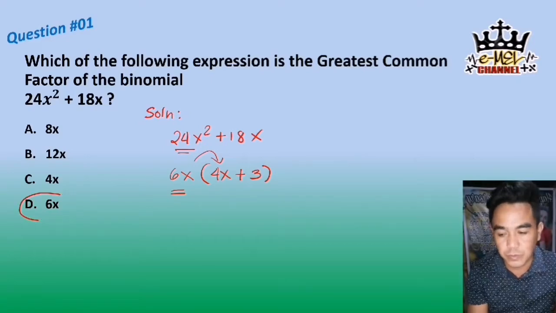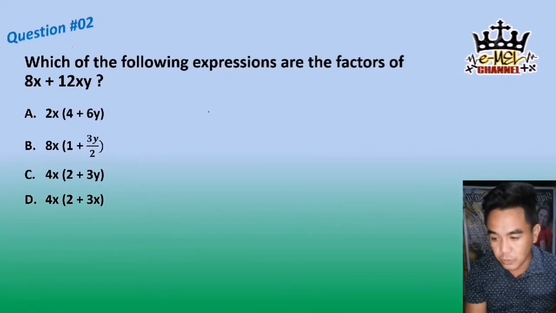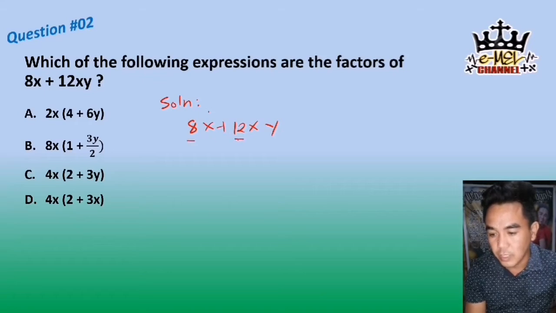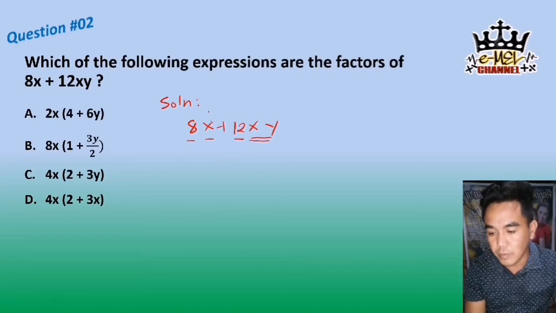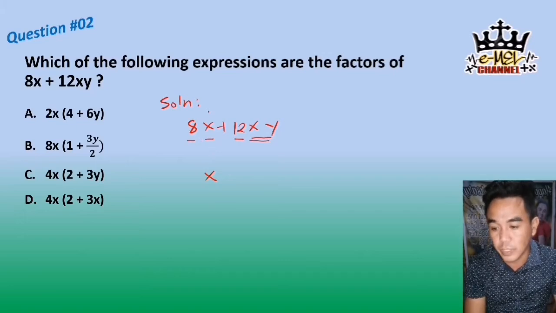Question number 2. Which of the following expressions are the factors of 8x plus 12xy? So, the solution is we're going to put the given. So, 8x plus 12xy. As you can see, we have here a constant, variable, and variables. Now, the common variable here is x, so we're going to put it here, x. Now, what do you think is the factor that is divisible to both 8 and 12? The answer is 4.